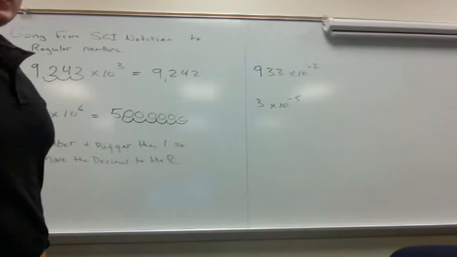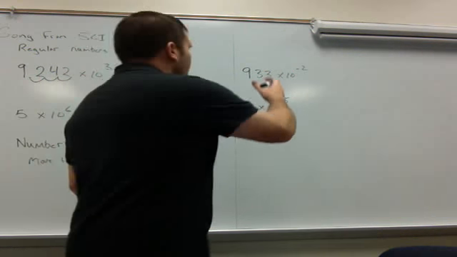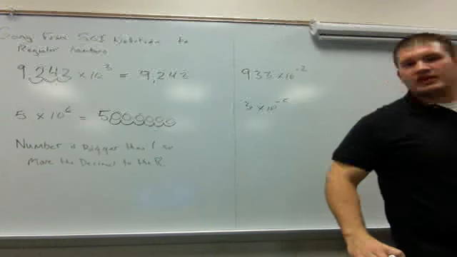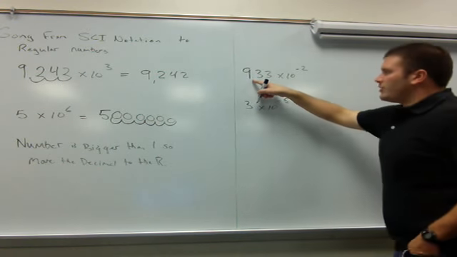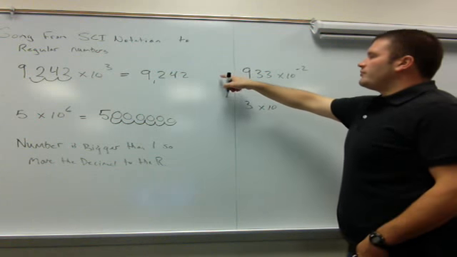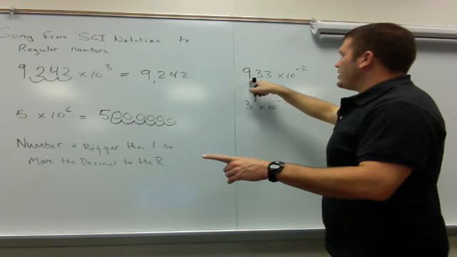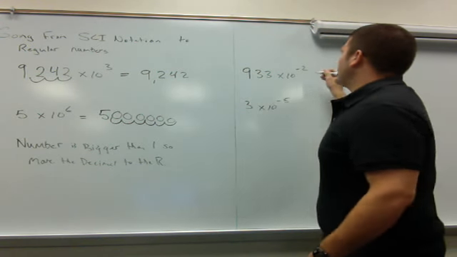Now for the other ones, the power is negative here. So that means they're less than 1. So that means to get my number between 1 and 10, I moved the decimal to the right to get here, so now I go back left.